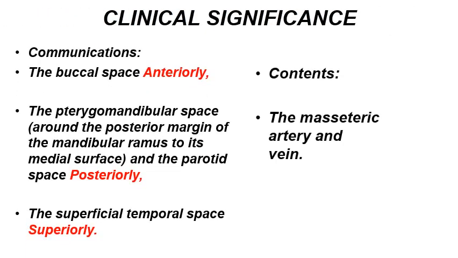What are the communications of the masseteric space? As previously pointed on the axial section figure, it communicates with the buccal space anteriorly, while posteriorly it communicates with the parotid space as well as the pterygomandibular space, going around the posterior margin of the mandibular ramus to its medial surface, whereas superiorly it communicates with the superficial temporal space. However, the contents of the masseteric space are the masseteric artery and vein.